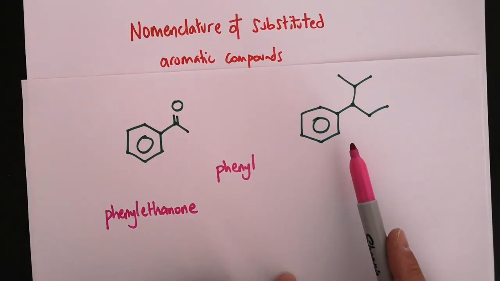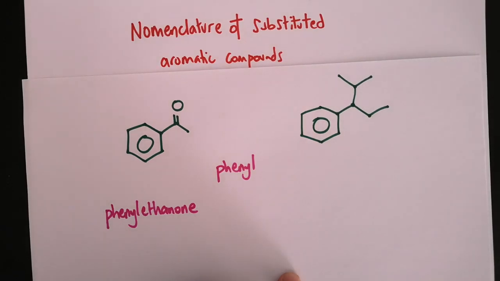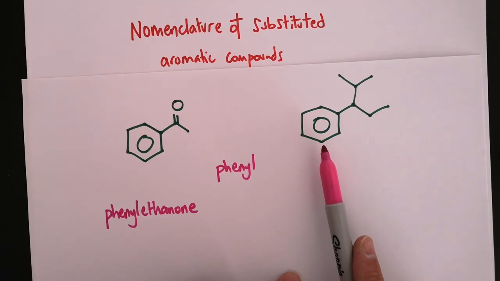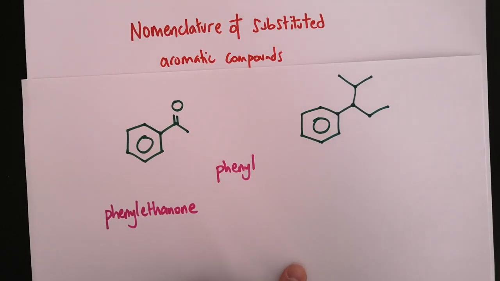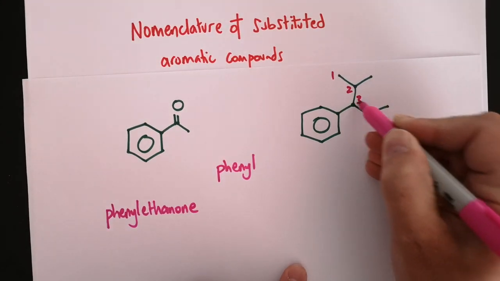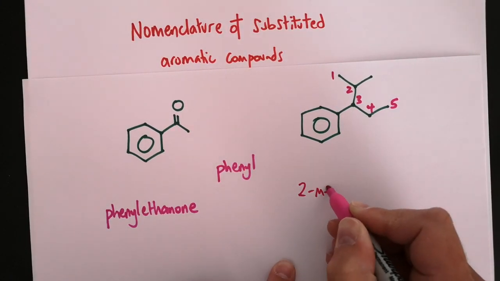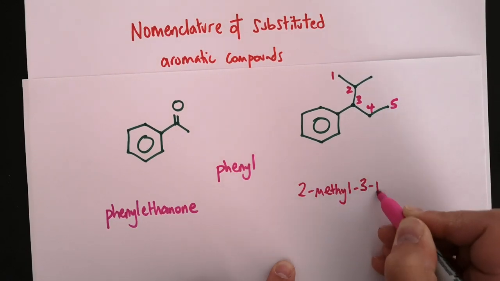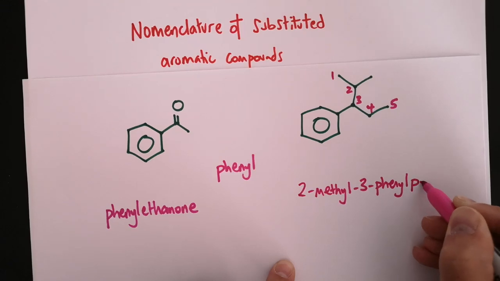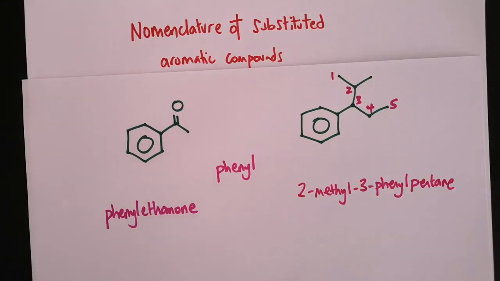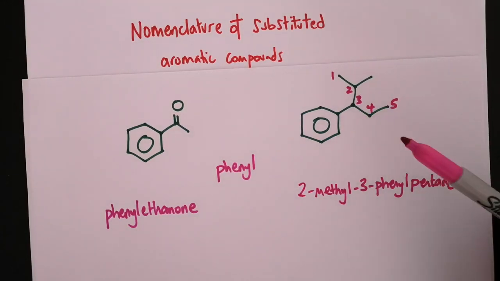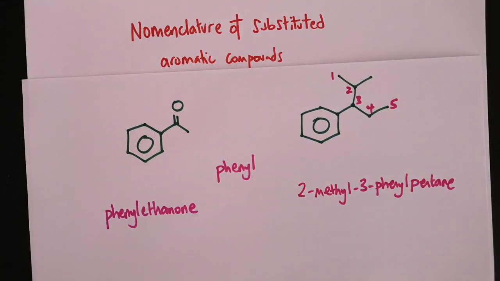On this side, we have quite a complicated carbon chain substituted onto the benzene. So actually it makes more sense to use phenyl as a substituent, and it makes it slightly easier, because then the longest chain that I'll be naming is here. 1, 2, 3, 4, 5, a pentane, but I have a phenyl group as a substituent. I also have a methyl group on carbon 2. So this would be 2-methyl-3-phenylpentane. 2 for the methyl group, 3 for the phenyl group, pentane, and methyl comes before phenyl alphabetically.